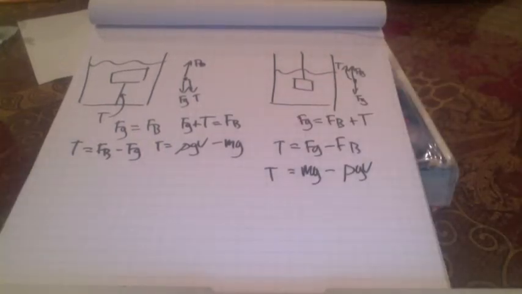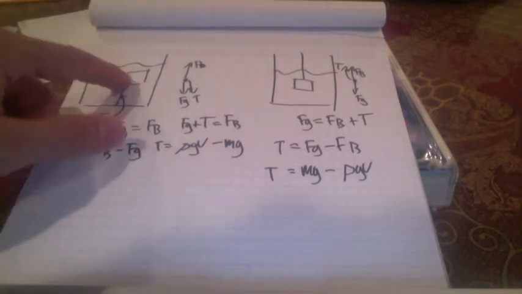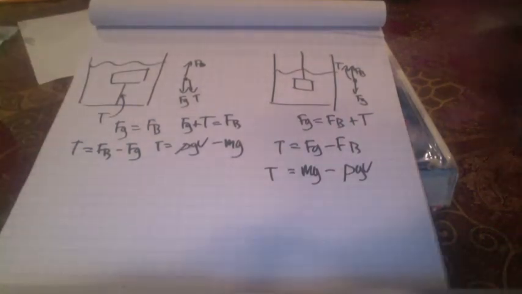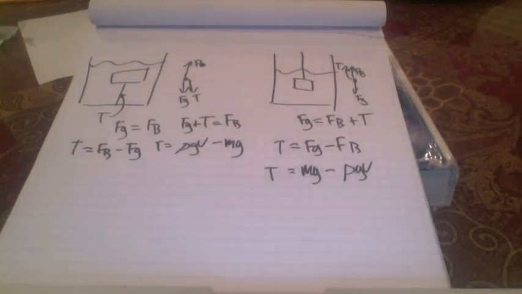And so there we have the equations for the tension of the string in these two different situations: an object that would float being pulled all the way under the water, and an object that would not float being suspended in the liquid. Right on. So that was an overview of the buoyancy equation and some concepts involving buoyant force.